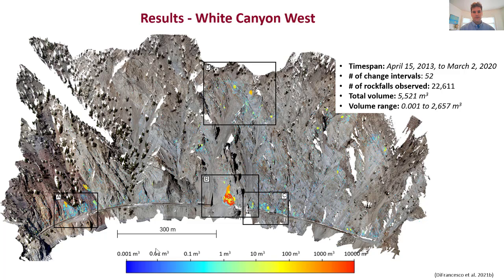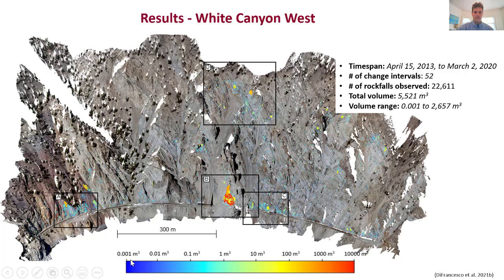So now let's look at some of the results of the White Canyon, and this is from 7 years of monitoring. We do have more data that we're working to add to this database. So this particular data set we're seeing is from April 15th of 2013 to March 2nd of 2020, and there's been 52 change detection intervals. We observed over 22,000 rockfall events, for a total volume of 5,521 cubic meters, from a volume range of 0.001 to 2,657 cubic meters.